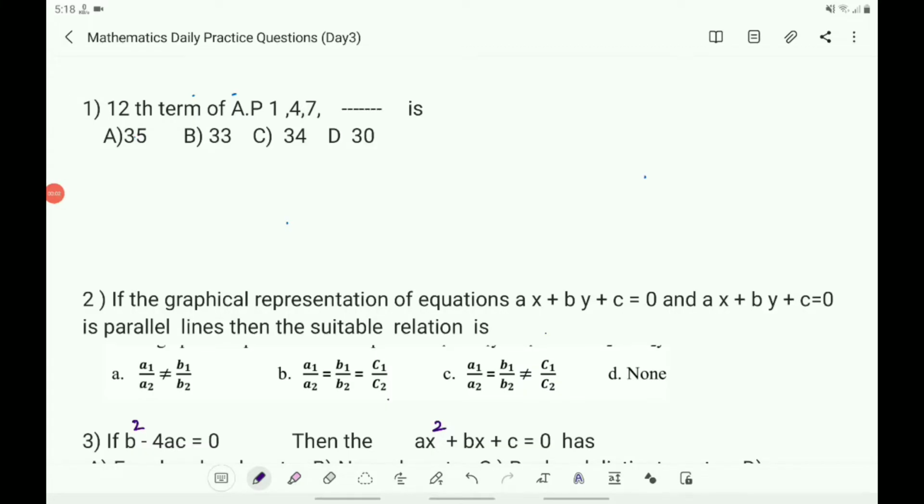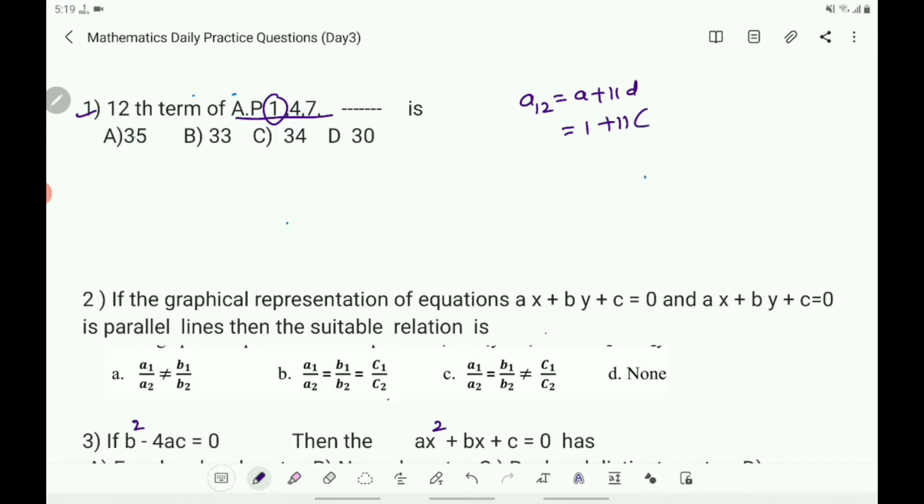Children, these are the mathematics daily practice questions for day 3. So the first question, 12th term of AP 1, 4, 7 and so on is. Here the AP is 1, 4, 7 and we have to find out the 12th term, that is A12 equals A plus 11D. A is the first term, 1.